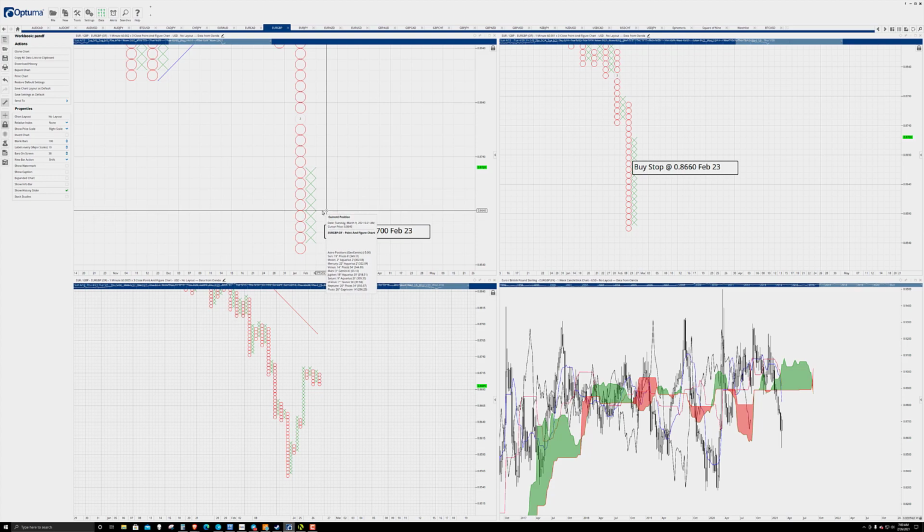And so if you were paying attention to this pair, I was not. I missed the boat on this one. 86.40. You would have had probably 70 to 80 pips of profit in there on that setup.